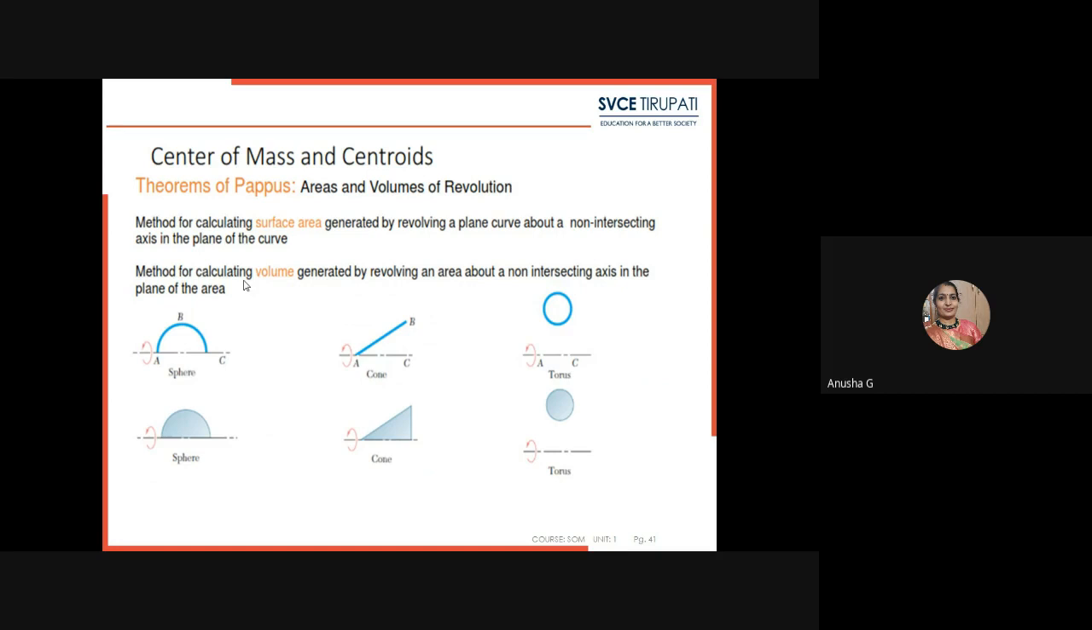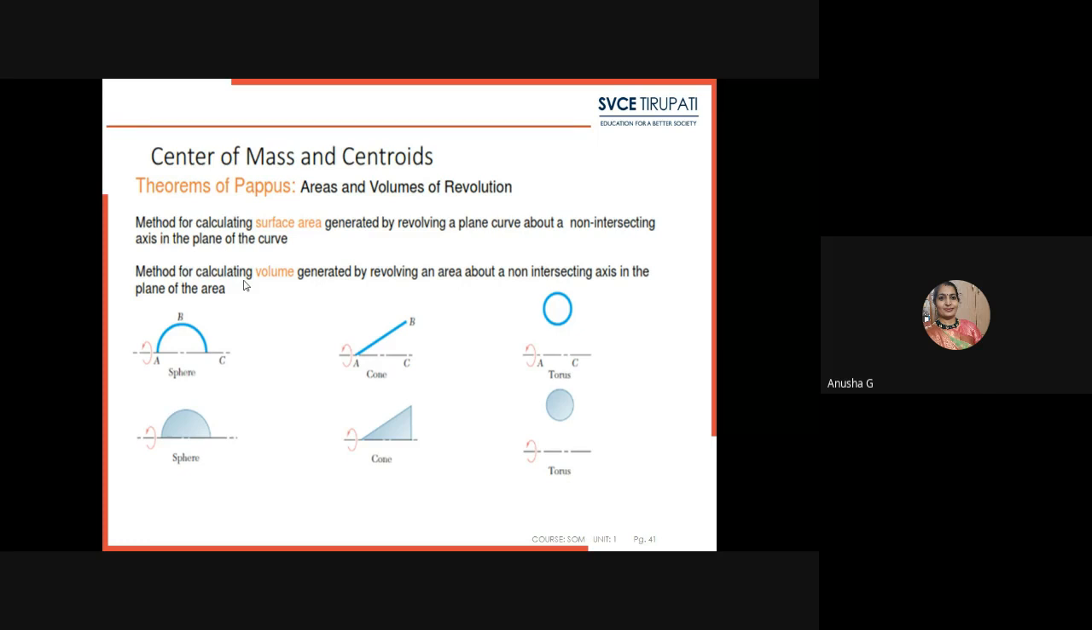Okay, next one we will go for the center of mass and centroid. This is the Pappus theorem. Theorem of Pappus, this we already learned and listened to. Theorem of Pappus is nothing but it depends upon the area and volumes of revolution.